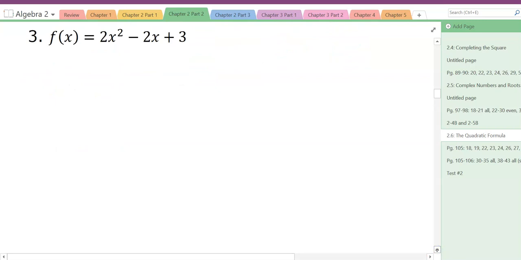Now on number 3, on the next page, because there's a 2 sitting in front of the x squared, this is one of those cases that you could factor by doing the long way of factoring, but that's not always ideal. That method works, but it's not always the favored method. So that's why the quadratic formula is out there too for us. So again, let's identify A, B, and C.